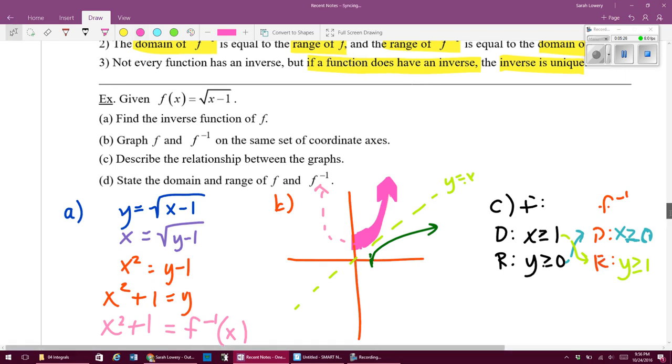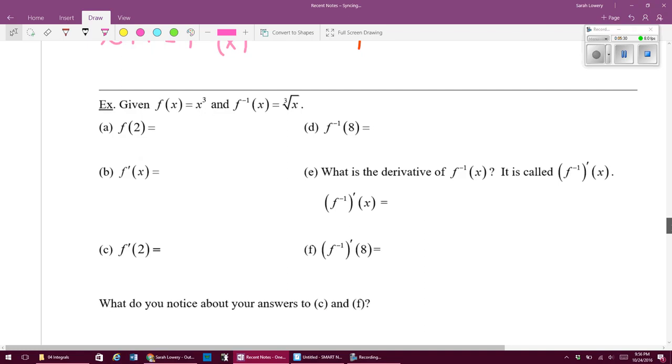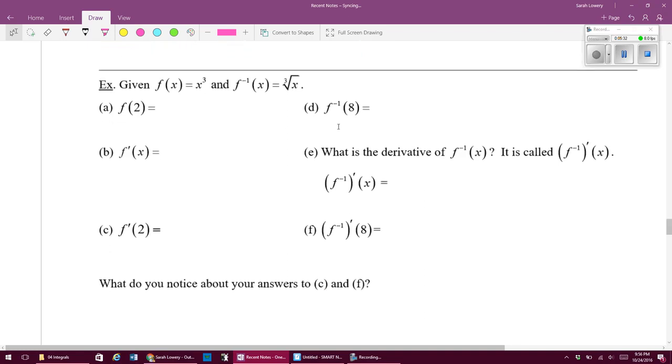Okay? But how does this apply to calculus? Okay? So let's do a real quick exploration. Here are two functions. I have f of x equals x cubed, and its inverse, the cube root of x. Now, I'm not going to go through the process of proving that those are inverses.